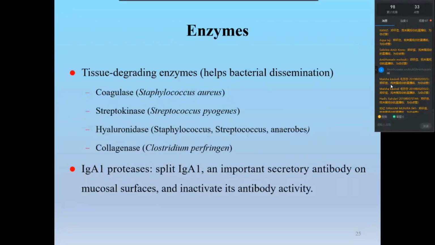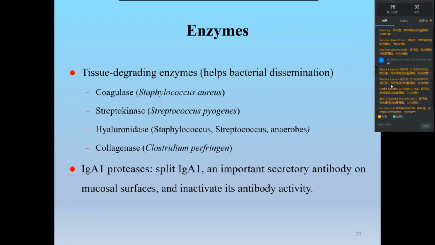Okay, and the first one we'll talk about today is bacterial enzymes. Different bacteria can produce different types of enzymes, and these enzymes can help them to infect the host. This includes enzymes related to tissue modulation, including tissue degrading. Those enzymes can help the bacteria disseminate in host tissue.